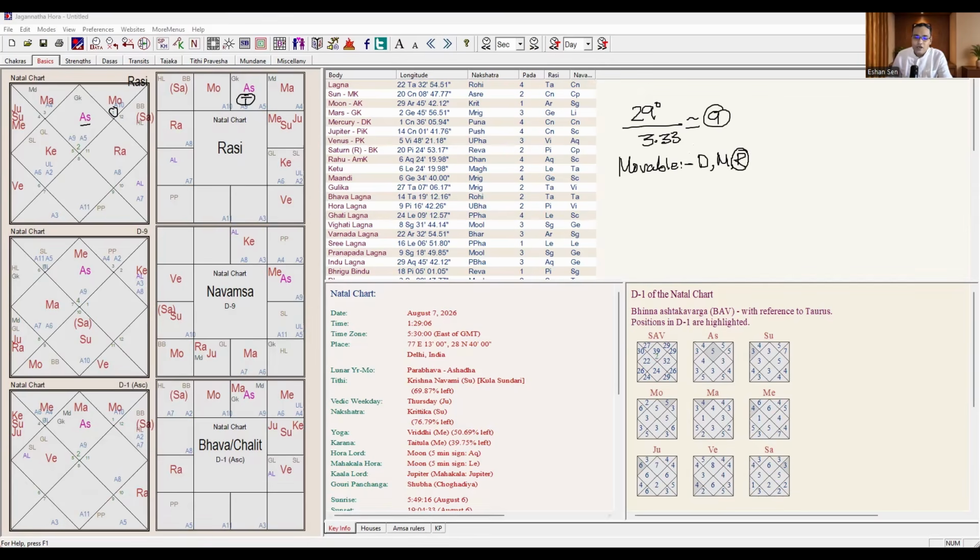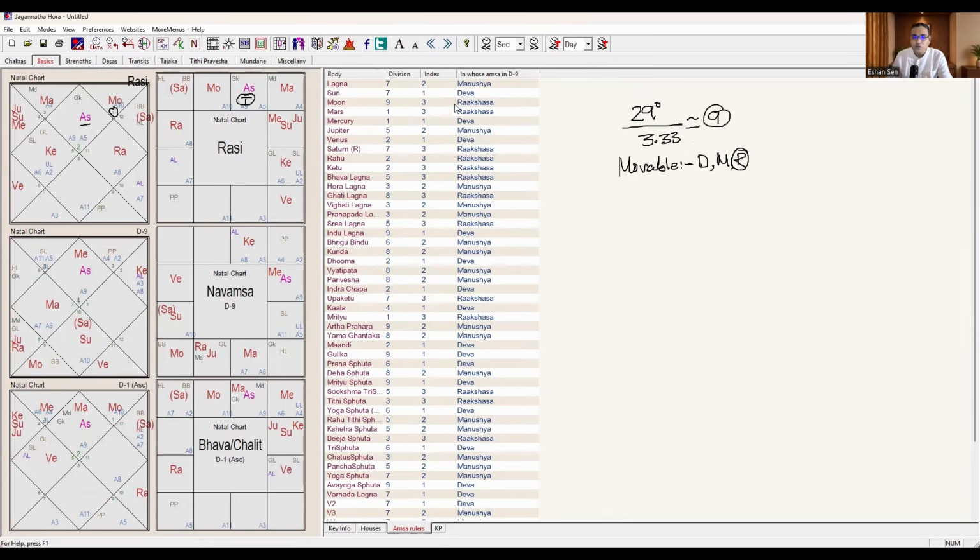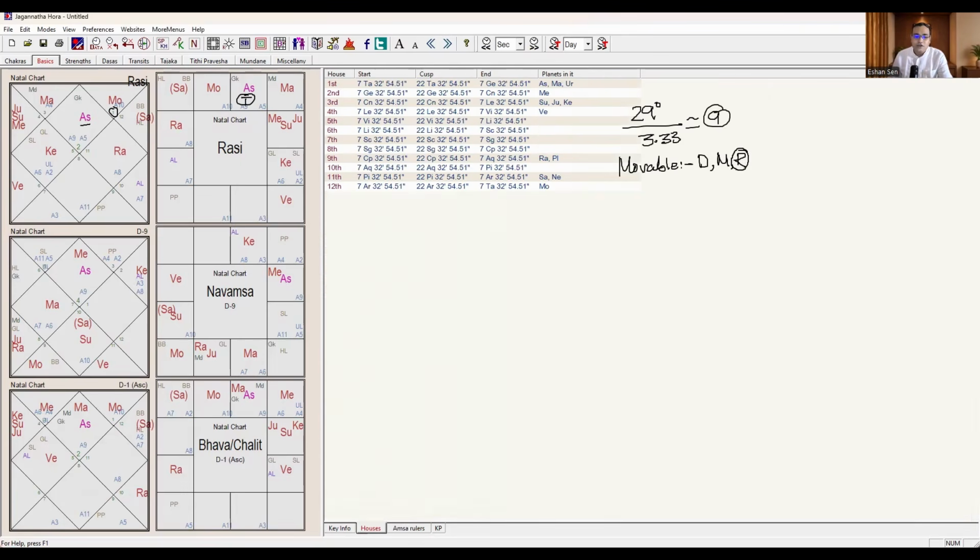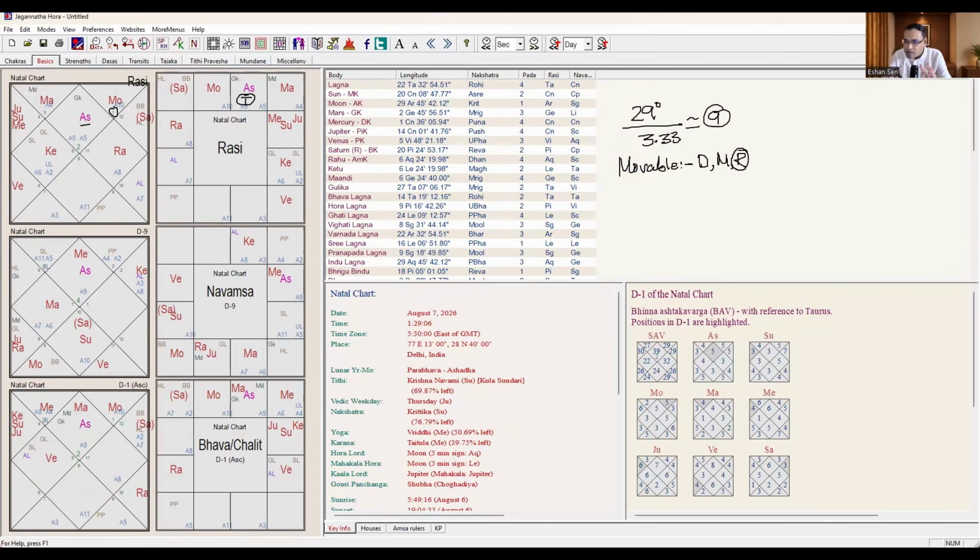So if you see, now let us check. Moon, Moon, Moon. See, it is in Rakshasa. So this is how you can see which Amsha your planet belongs to, which deity your planet belongs to.